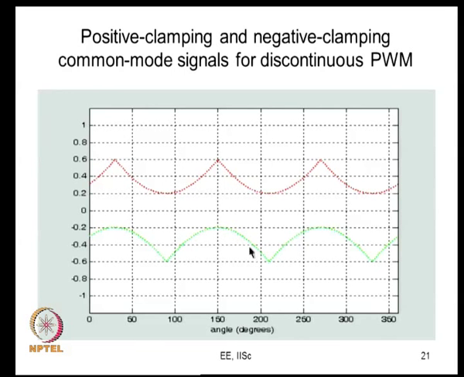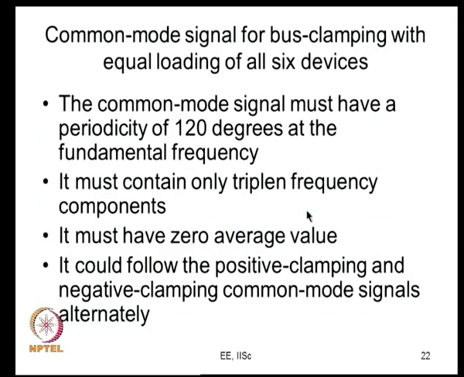Again, if you add this signal to the 3 phases, it will result in clamping of one of the phases to the negative bus. Which one? The phase which has the most negative fundamental voltage will get clamped here. So, what we do is follow this for 60 degrees and follow this for another 60 degrees, in an alternating fashion as we discussed before. If we follow these conditions, we can ensure bus clamping with equal loading, with power dissipation in all the 6 devices being equal.